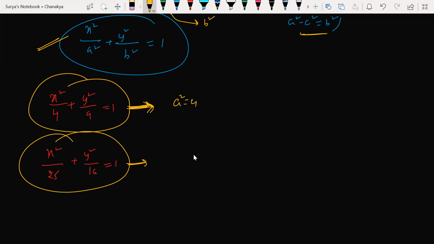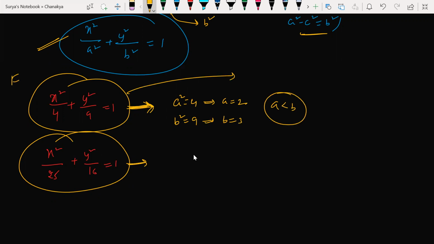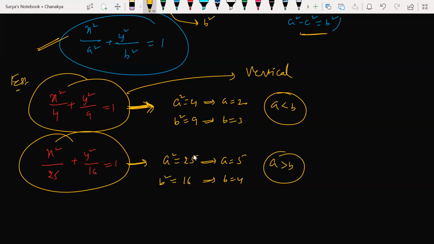a square is 4. Sir, a is less than b. One second, yeah. b square is what? 9. तो a का value क्या हो जाएगा? a is 2 and b is 3. तो a is lesser than b. तो what type of ellipse is this? ये होगा vertical ellipse. Here a square is what? 25. b square is what? 16. Then what is a value? 5. b value is what? 4. तो इधर होगा a greater than b. So then this is representing horizontal ellipse.